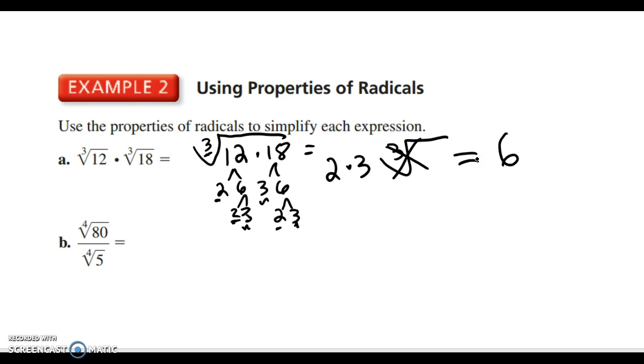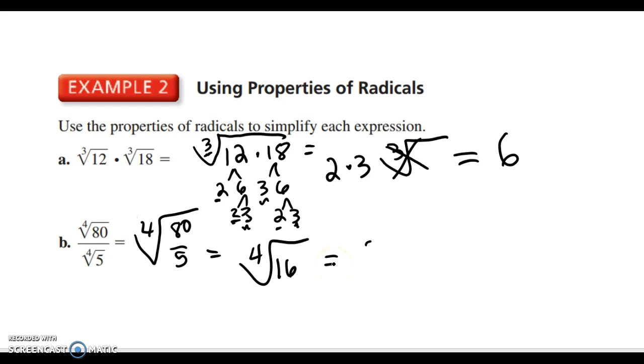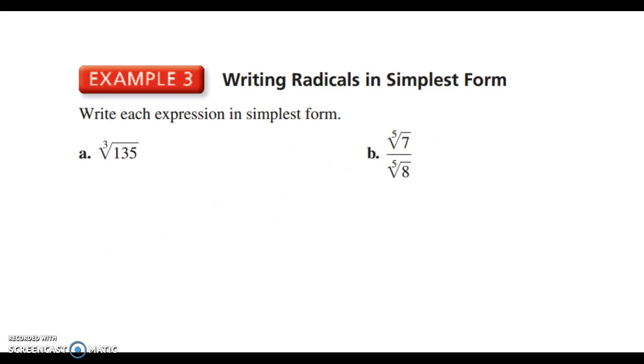Now let's look at B. Right now it's written as two separate radicals, but since they're both fourth root, we can make it into one and make it 80 divided by 5, which reduces to fourth root of 16. And now you can break down the 16 or just know that 2 to the fourth power is 16, so your answer is 2.